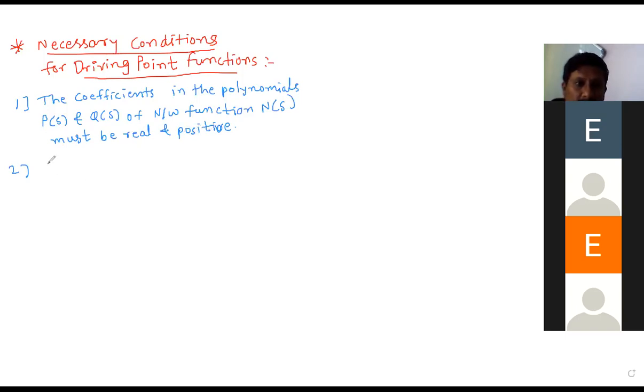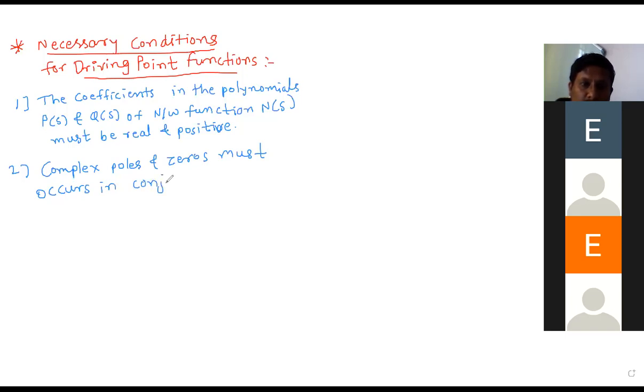Next, complex poles and zeros must occur in conjugate pairs. म्हणजे एकच कॉम्प्लेक्स पोल नसतो कधी, त्याचे कॉन्जुगेट मध्येच असतात. Already we have seen the example. Must occur in conjugate pairs. Okay, already we have seen that. There is no need to discuss that point. Already we have taken one example in the plotting of poles and zeros.